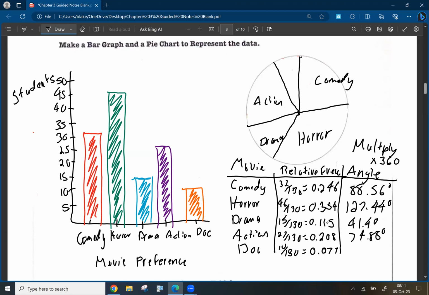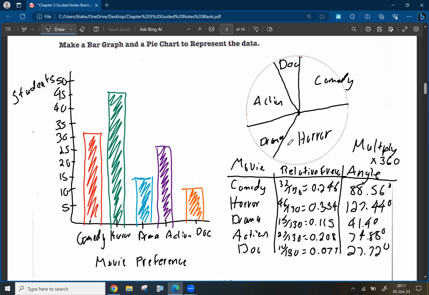And then the documentary is a small one. 0.077 times 360 is 27.72 degrees. So that's how big this last slice is. This should be about 27 degrees. That's for documentary. All right, so that's how you do it.